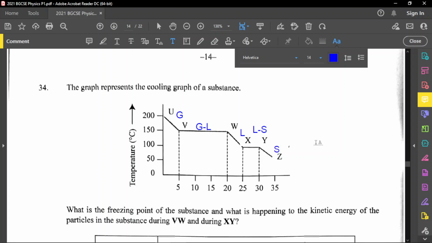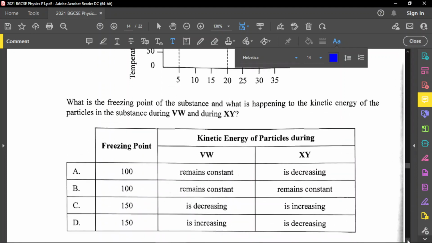All right, so let's look at now what is happening between V and W. V and W is right here. There's a change of state from gas to liquid. That's what we know for sure. And also between X and Y, as we mentioned here, there's a change between liquid and solid. All right, so let's go to the chart and see exactly what is going on right here.